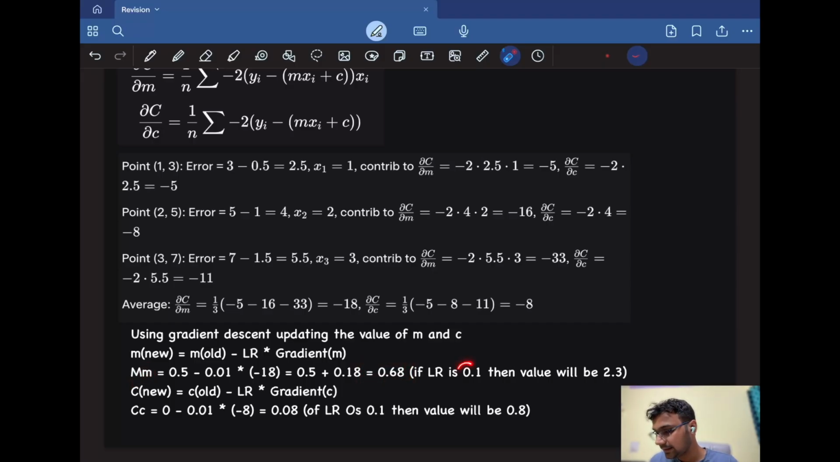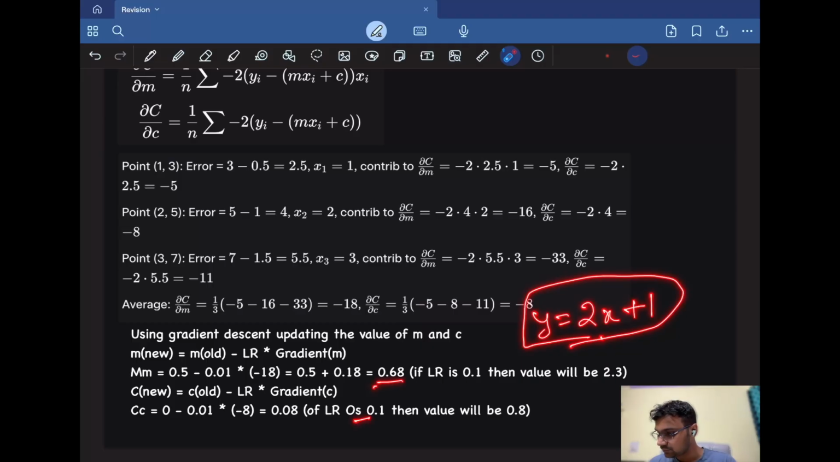If we would have taken a learning rate of 0.1, then we will get a value of 2.3. Similarly, the value of C is 0.8. So the actual equation, if I tell you, is y = 2x + 1. We are converging, moving towards this value. Our m is moving towards this, our c is moving towards this. If we had taken a higher learning rate, higher jumps, then we would have landed farther than this value, 2.3. And similarly 0.8.